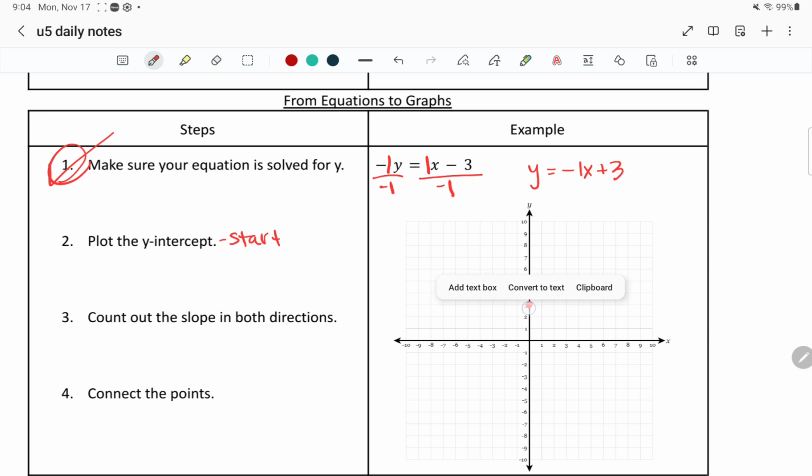And then I'm going to count the slope. My slope is negative 1. So I'm going to go from my point down 1 and over 1. And then when I'm going in both directions, I'm going to start back at my 3. And I'm going to do the exact opposite. So instead of down and right, I'm going to go up and left. And notice that makes a straight line.